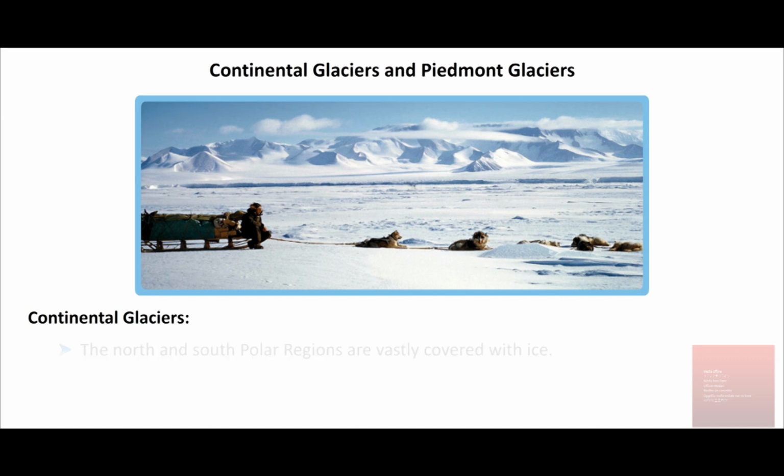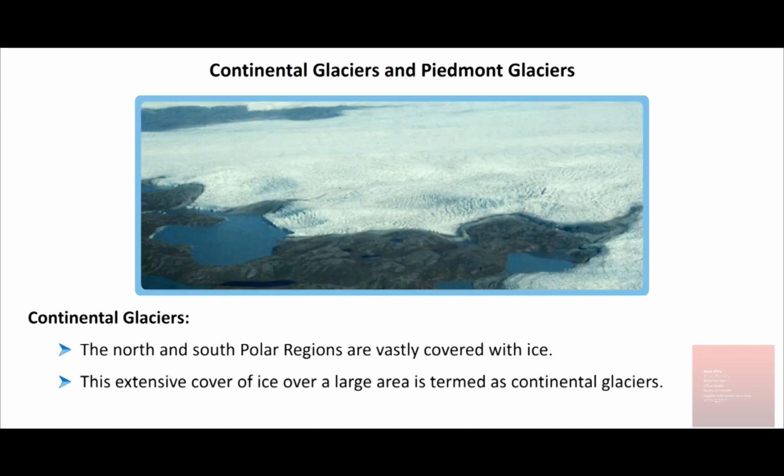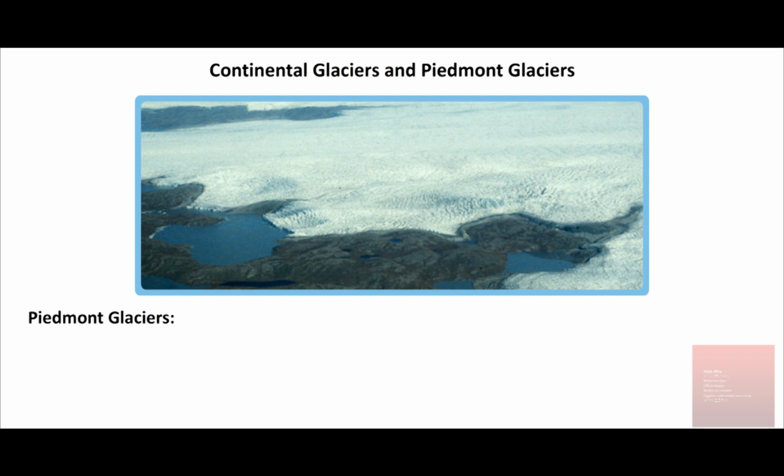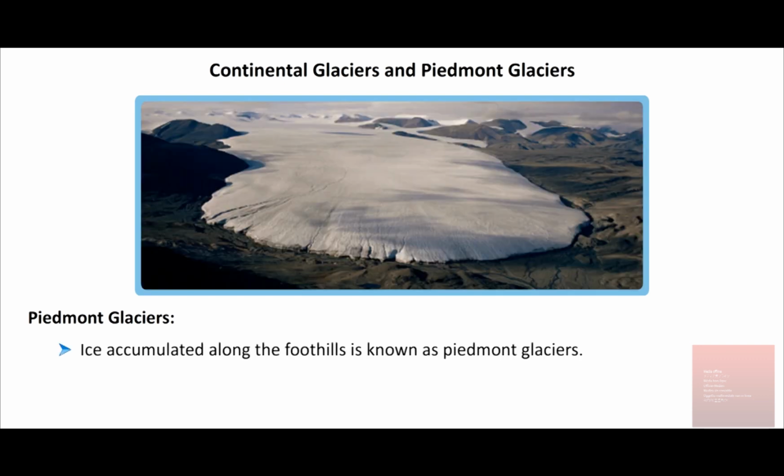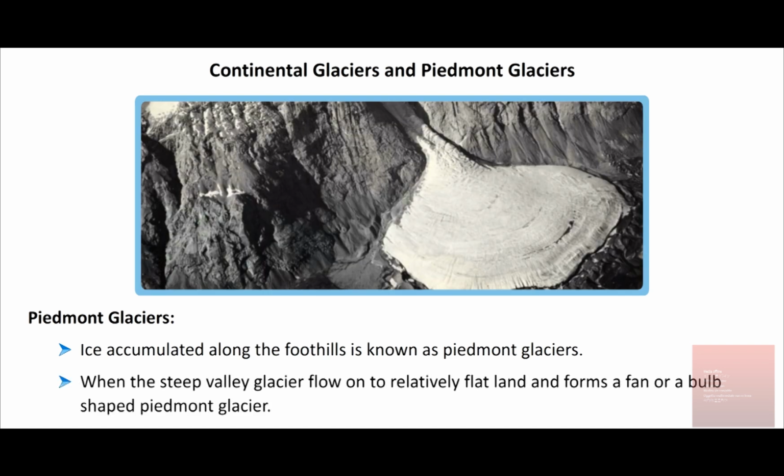Continental glaciers. The north and south polar regions are vastly covered with ice. This extensive cover of ice over a large area is termed as continental glaciers. Piedmont glaciers. Ice accumulated along the foothills is known as Piedmont glaciers. When the steep valley glacier flows on to relatively flat land, it forms a fan or bulb-shaped Piedmont glacier.